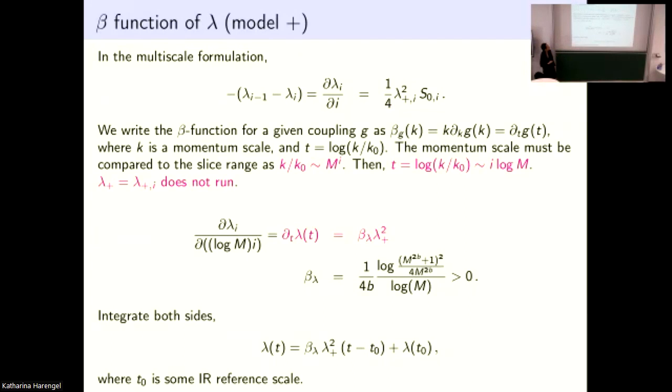Finally, I introduce a log of the momentum scale, which we denote by T, which corresponds to the log M in the multiscale analysis. Then I arrive at the flow equation for lambda in terms of T. We can integrate both sides, and then you can indeed reach this equation for lambda.